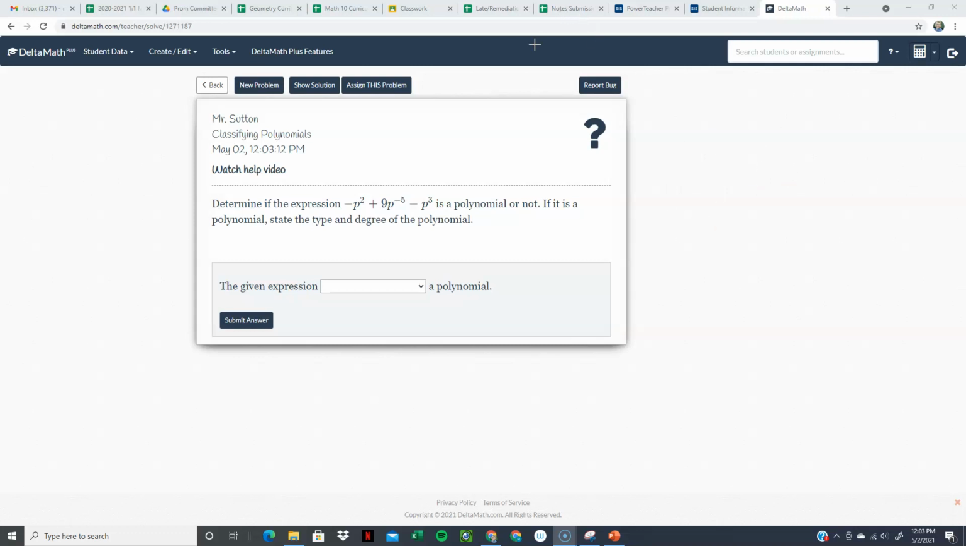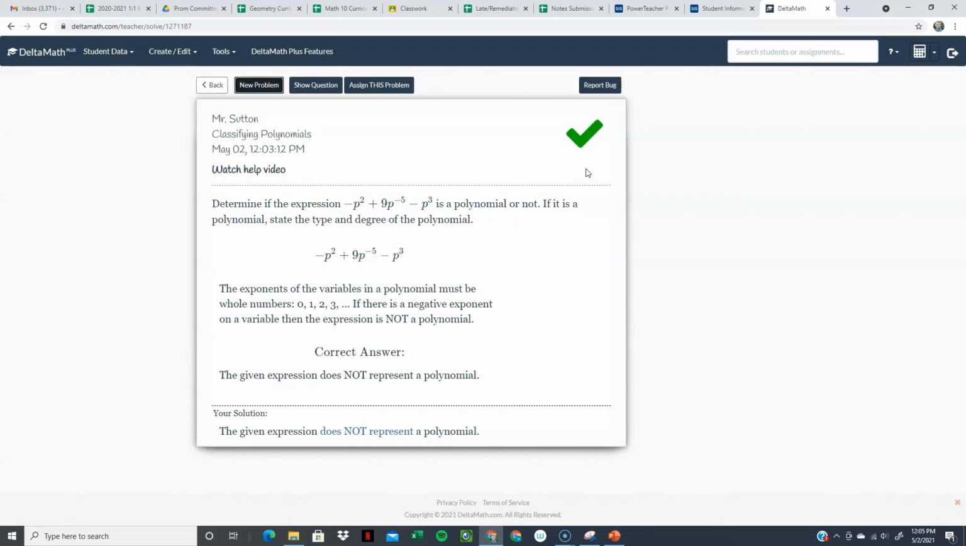So let's go ahead and answer this one. Does not represent a polynomial, then you have no other questions to answer there. So let's go ahead and check this out. Exponents of the variables in a polynomial must be whole numbers, 0, 1, 2, 3. If there's a negative exponent on a variable, the expression cannot be a polynomial. So those are things to look out for, either negative exponents or variables underneath a radical. I'm going to try to find an example like that.